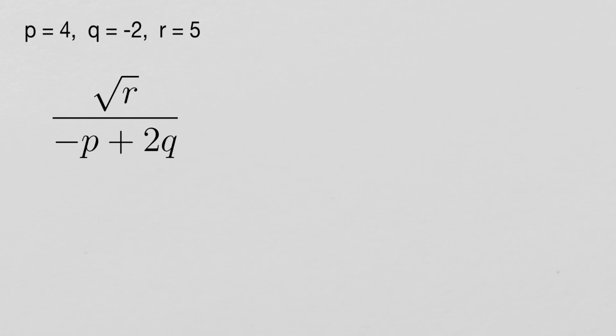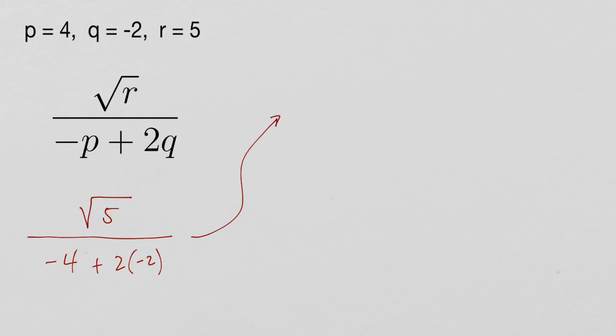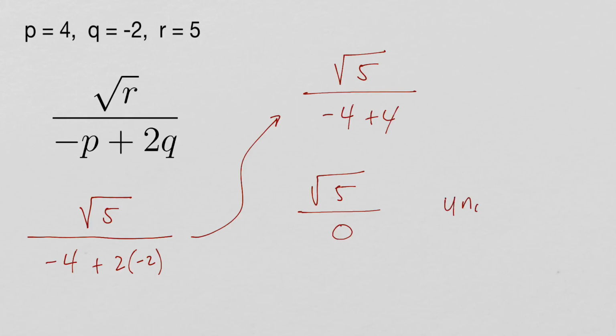Okay, here we have the square root of 5 over negative p, so negative 4 plus 2 times negative 2. So this is the square root of 5 over negative 4 plus 4, which is the square root of 5 over 0. So this is an undefined fraction. So the answer is undefined.